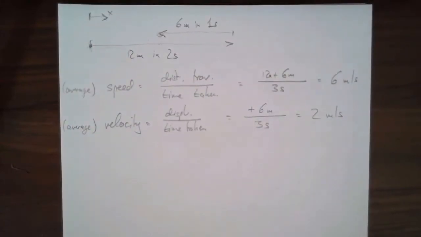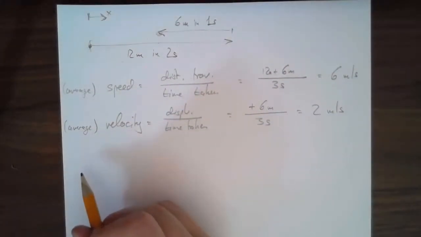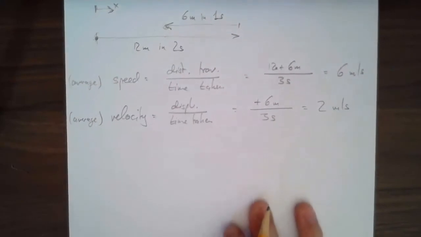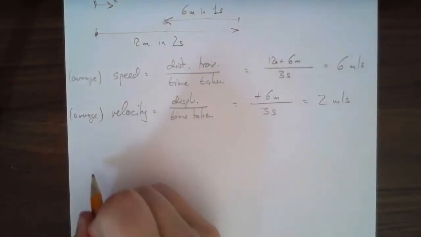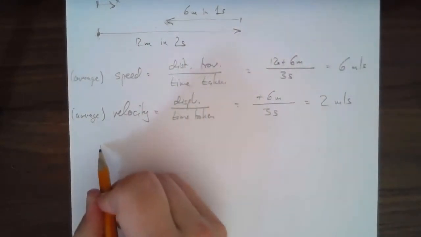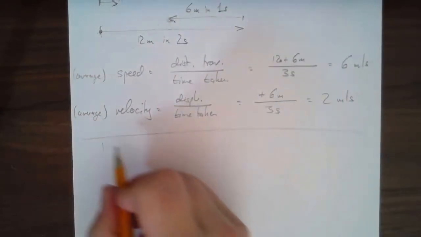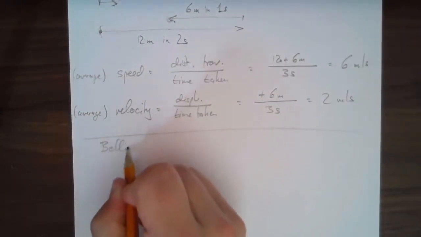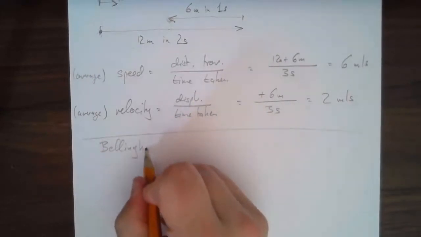Let's do another example. Let's suppose you're driving from Bellingham to Seattle and then back. Right, so it's about a 100-mile trip, more or less.